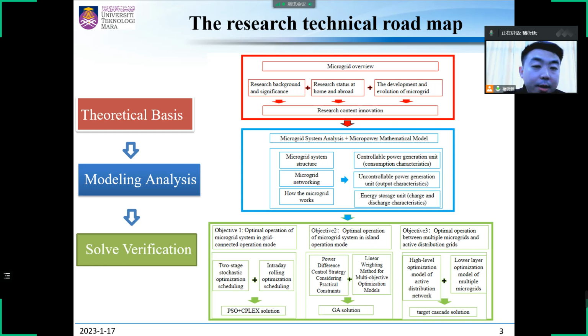Objective 3, optimal operation between multi-microgrids and active distribution grids. Also involves high-level optimization mode of active distribution network and the lower layer optimization mode of multi-microgrids. We can also use the target cascade solution.